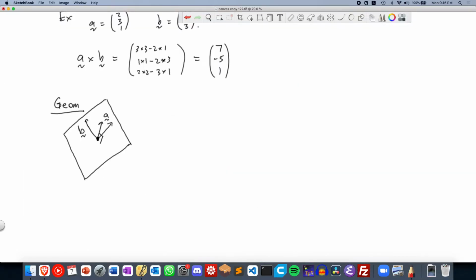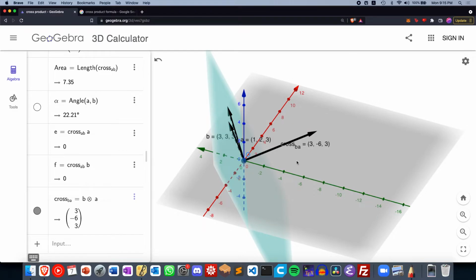So perhaps I could elaborate a bit more. Okay, so that's for the direction. So we know the direction, but what is the length of the cross product? So the length geometrically, we have A cross B is equal to the length of A times the length of B times sine theta times the normal unit vector.